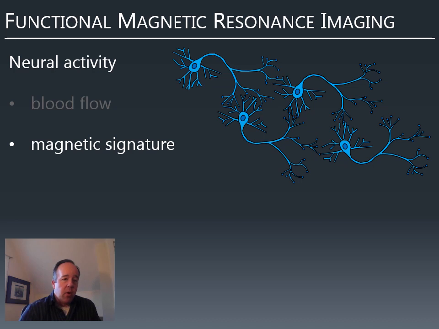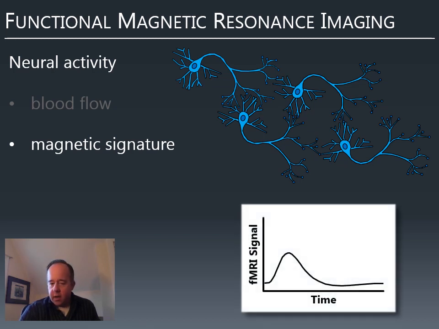So now those hemoglobin molecules no longer have oxygen on them, and we can tell the difference between hemoglobin that has oxygen and hemoglobin that doesn't because of this magnetic signature, because of the iron in these hemoglobin molecules. What does this get us?